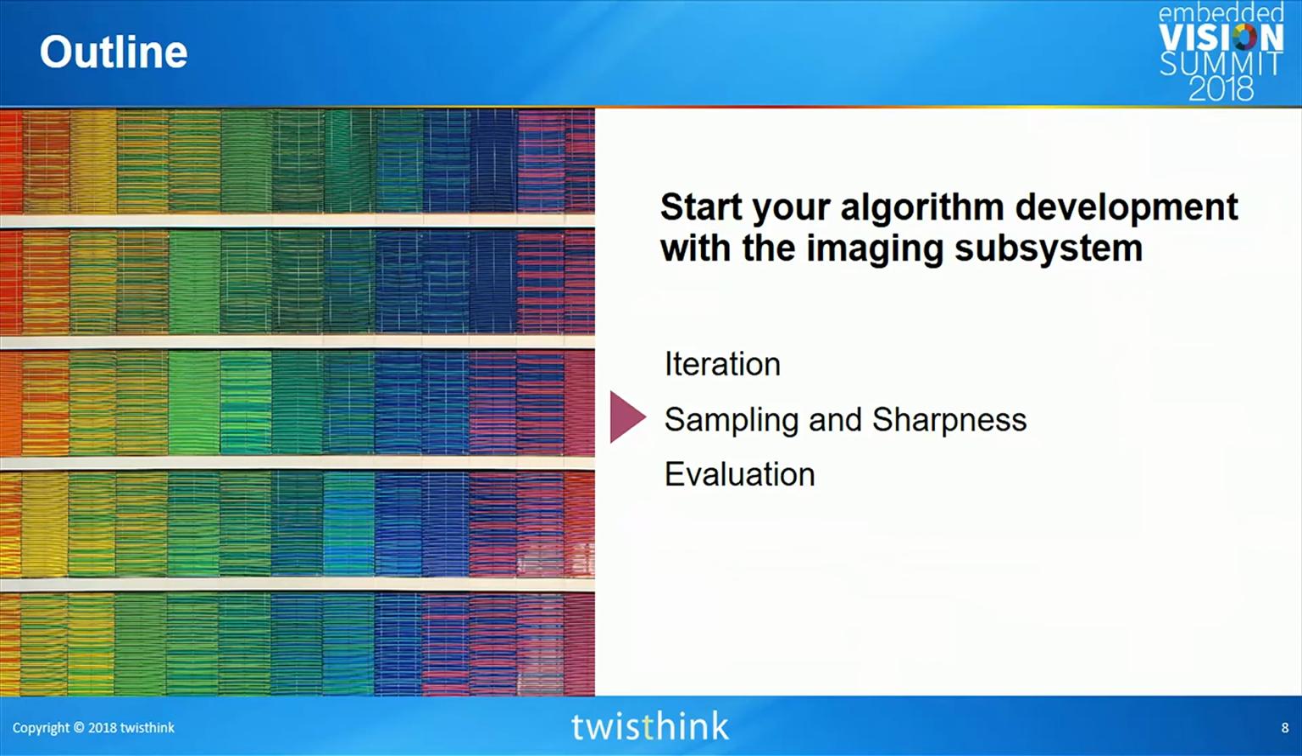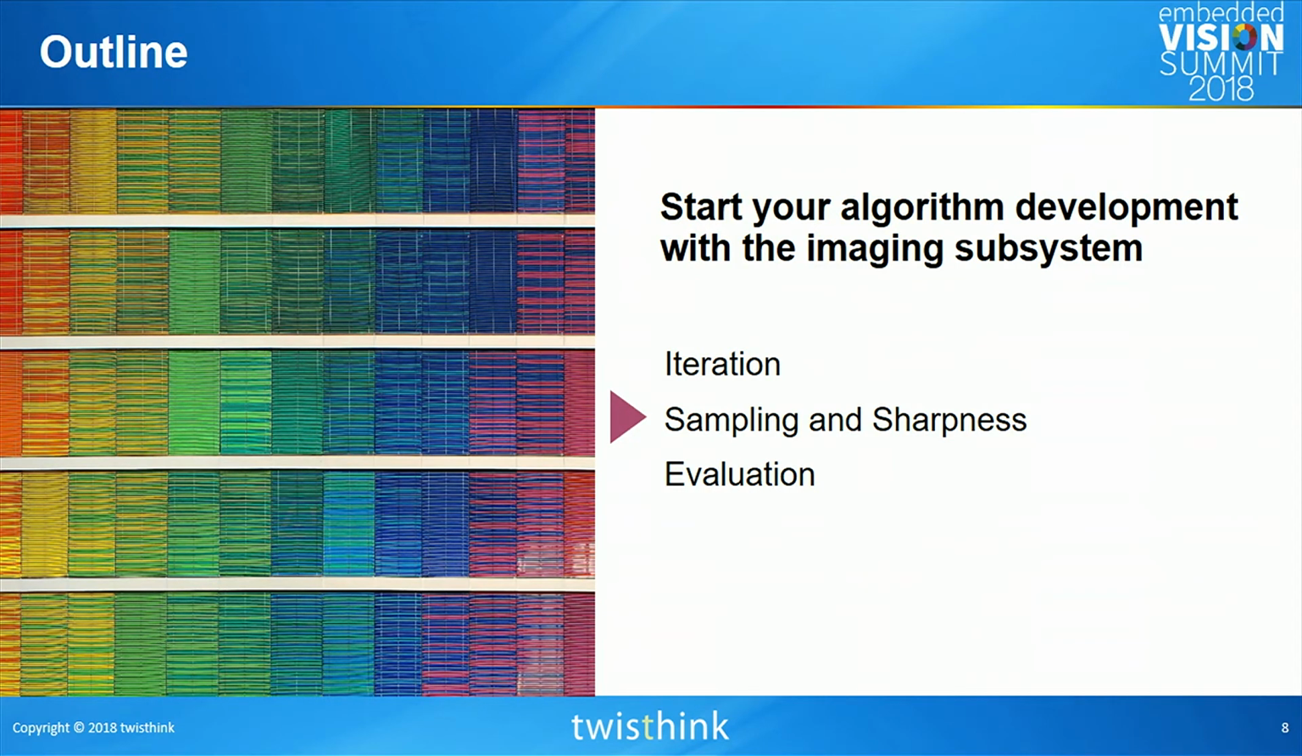So I've given you an approach to navigate the ambiguity when you start with the imaging subsystem. Next, I'm going to talk about sampling and sharpness. These are two high-impact image quality factors that, when you start with the imaging subsystem, we believe you should focus on first.